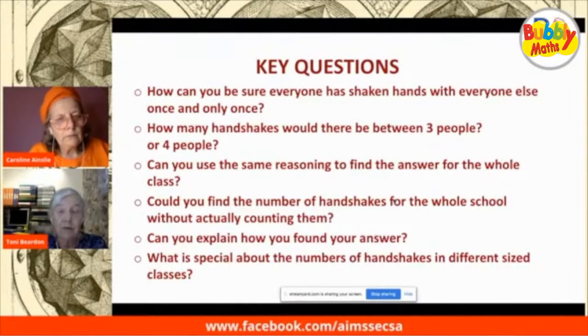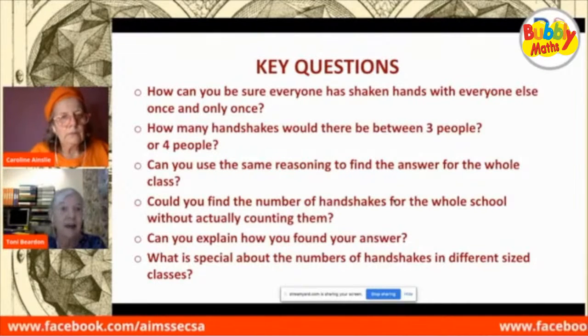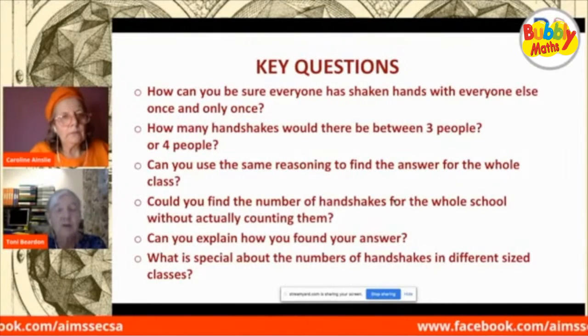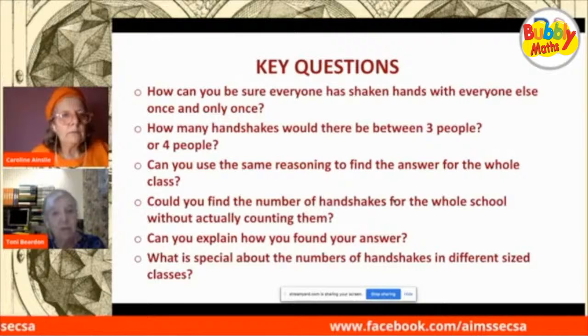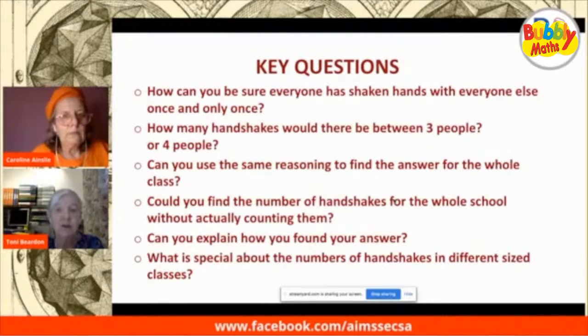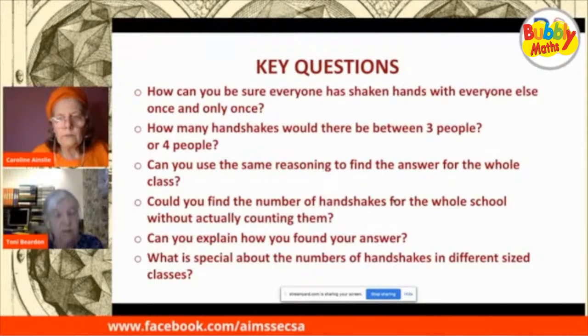So this is a general principle. This is not just about handshakes. It's in general about solving problems that seem like big problems and quite difficult. Start with a simple case and then see if you can gain some insights which will help you solve the big problem. And then the next question we're asking here is about handshakes. It's, could you find the number of handshakes for the whole school without actually counting them?